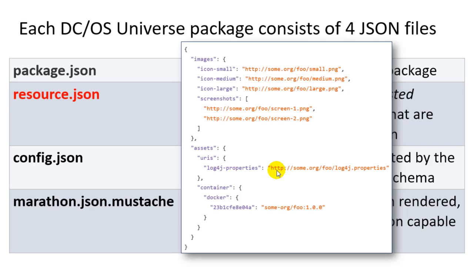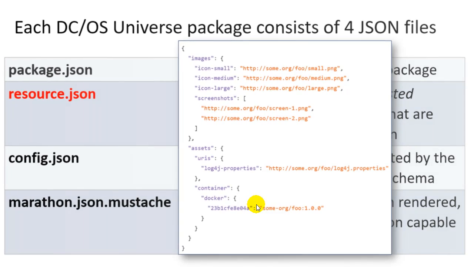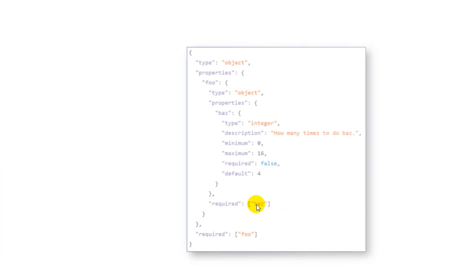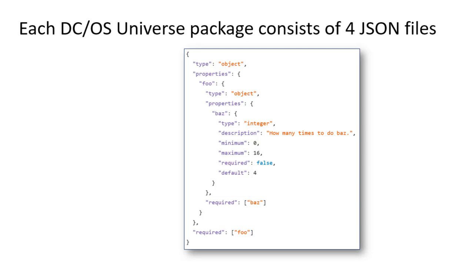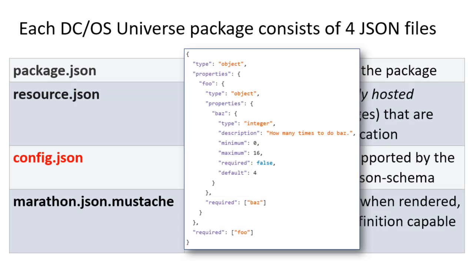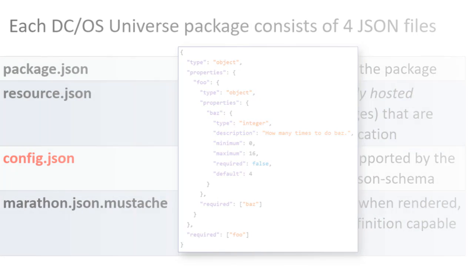You might want to have some logging taking place. You might want to put that. And of course, the very important asset here is the container itself that represents the application we want to deploy from the universe. And then of course the configuration file, here you have information that the user might want to reflect in an interface, like how many times to do something, the name. This is the configuration the user can specify in the web interface.